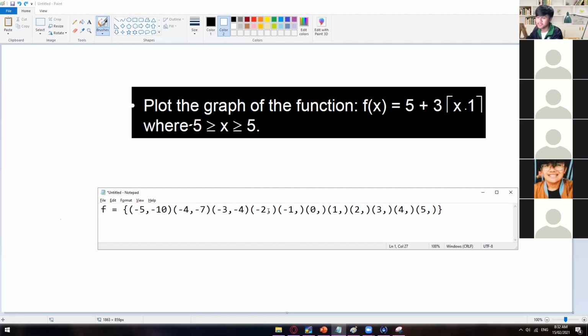As you guys can see, we already have a pattern in here. It keeps on adding 3, right? -10, -7, -4. Then we have here -1. So plus 3 again, we have here 2. And if we have 0.1, it will become 1. 1 times 3 plus 5 is 8.